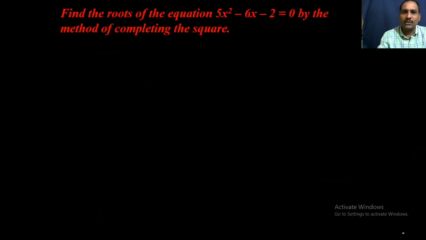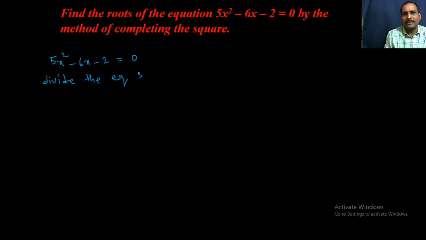Next problem. Find the roots of the equation 5x square minus 6x minus 2 equal to 0 by the method of completing the square. In this problem also, the coefficient of x square is not 1. So let us make it 1 first. So divide the equation by 5.